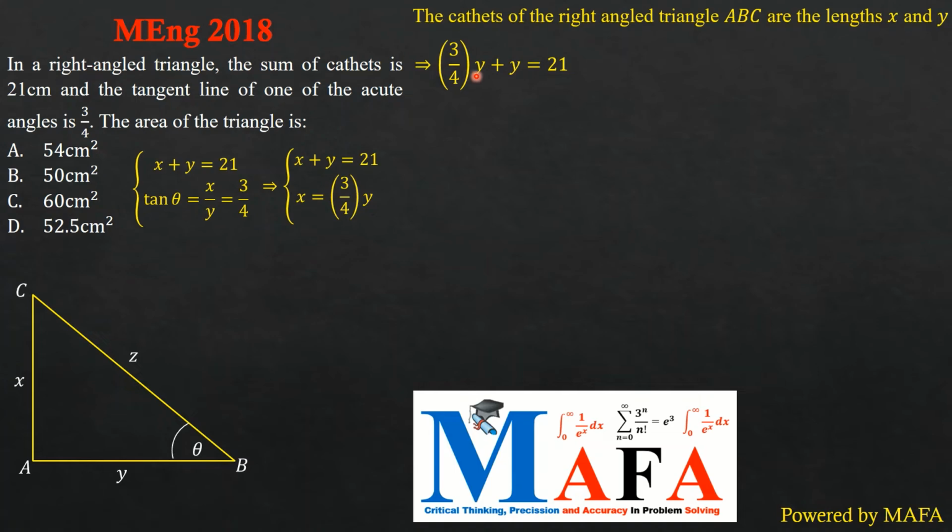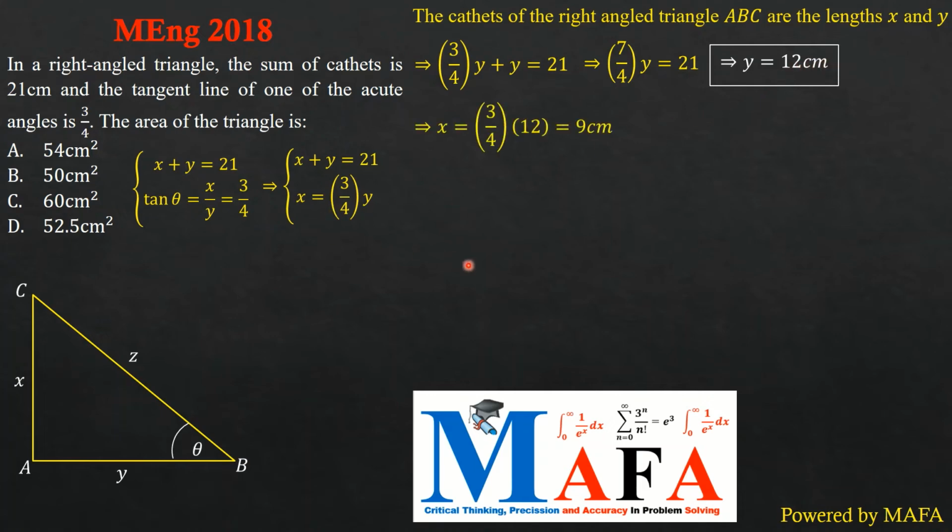Now I can add these two fractions. Doing that, I'm going to get 7 on 4Y to be equal to 21, and if we simplify correctly, we get our Y to be equal to 12 centimeters. Now since Y is equal to 12 centimeters, what is the value of X? Our value of X is equal to 3/4 times 12 centimeters, which gives us 9 centimeters. So our value of X is 9 centimeters.